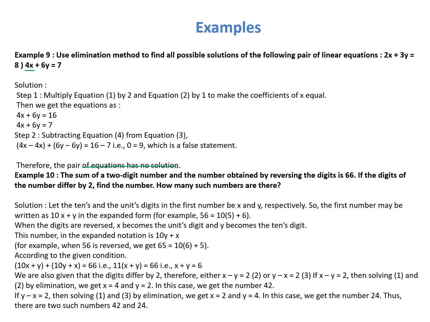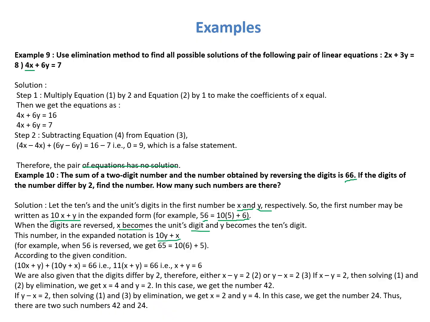The sum of a two-digit number and the number obtained by reversing the digits is 66. So, in the digit problem, we have to make sure that the number can always be represented in the form 10x plus y because it is a two-digit number. So, let the tens place be x and the ones place be y. The first number may be written as 10x plus y, which is 10 into the value of x plus y. For example, if 56 is there, 10 into 5, 50, plus 6 makes 56. When the digits are reversed, x becomes the unit digit and y becomes the tens digit. So the number can be expressed as 10y plus x.